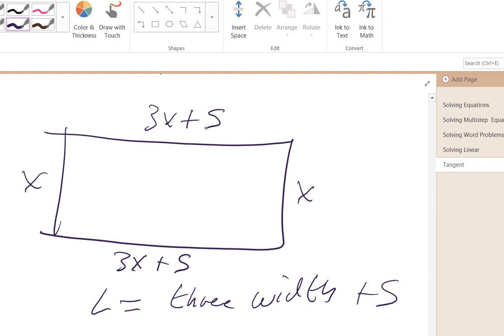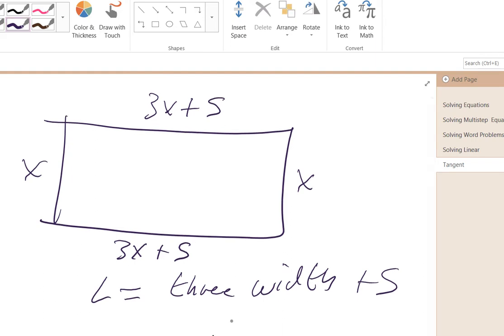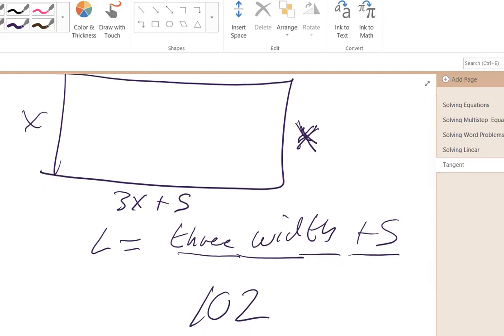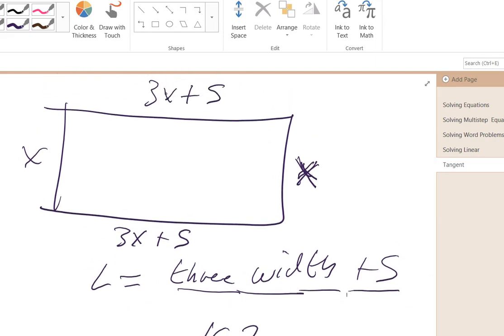Okay, so that's kind of what that's going to look like. You don't know what the width is, so you make that x, but you do know that the length is 3 times the width plus 5. So that would go there. And then when you add it up, a number of people got to this point. Then we added it all up. That's where the problem kind of came in.